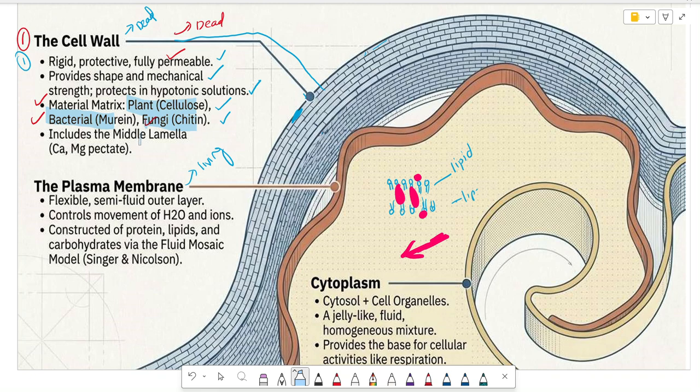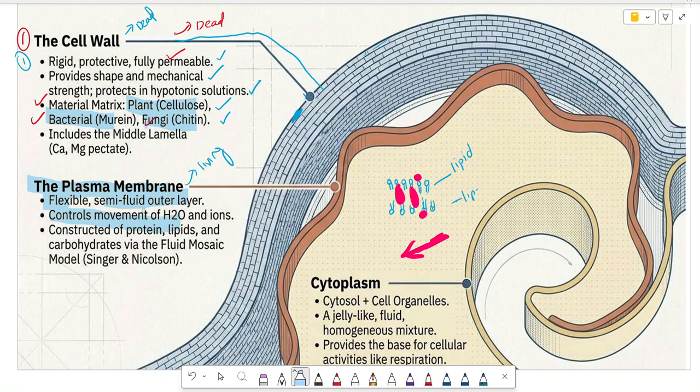What is the functional role of the cell wall? It gives protection to the cell, provides shape to the cell, and gives mechanical strength to the cell. Later, one more cell organelle, the second one, comes as a flexible layer called the plasma membrane, or biomembrane, or semi-permeable membrane. It is flexible in nature, a semi-permeable, semi-fluid outer layer, and it controls the movement of water into the cell and out of the cell.